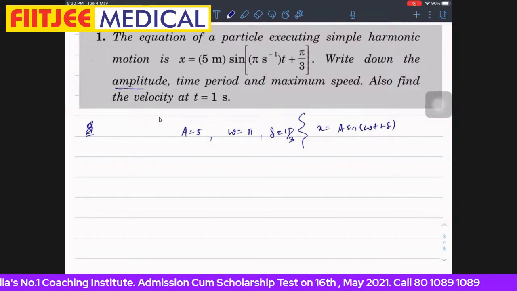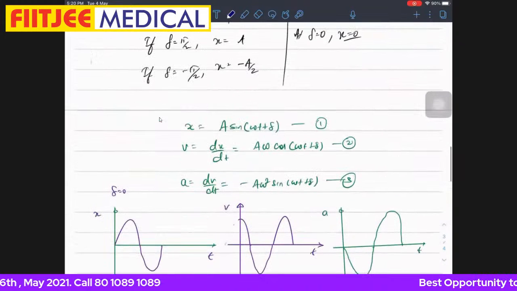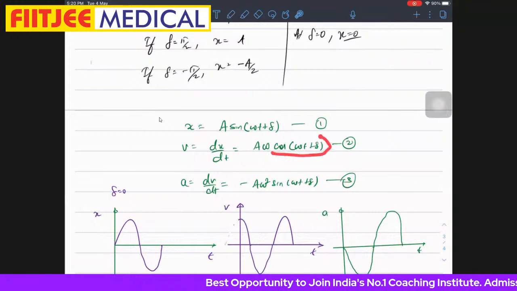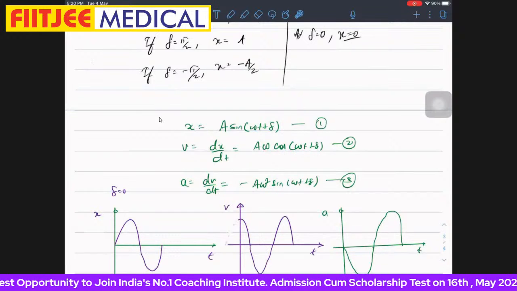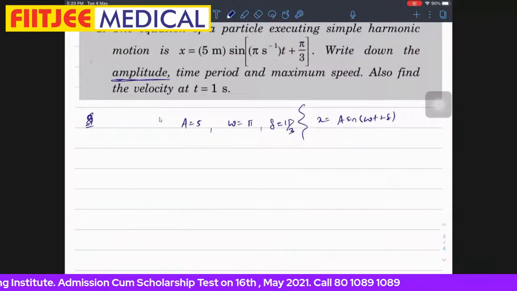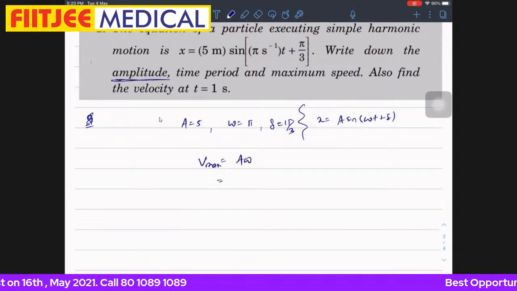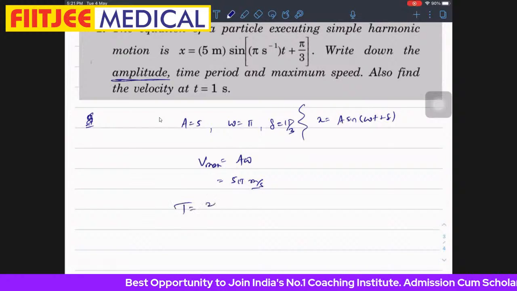So amplitude we got 5, omega we got. Maximum speed they're asking. See our equation, v equals a omega cos omega t plus delta. To find the maximum value, the maximum value of cos omega t plus delta will be 1. So we can write v max equals a omega, so 5 pi meter per second. How to calculate the time period? Time period is defined as 2 pi by omega.